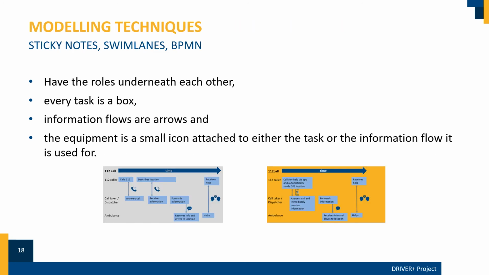There are different ways to depict your process. You have heard about sticky notes and swim lanes. You may have heard about the Business Process Modeling Notation, BPMN. If you have a preferred technique, please use it. If you do not yet have one, we recommend to use the same idea as presented here. Have the roles underneath each other. Every task is a box. Information flows are arrows. And the equipment is a small icon attached to either the task or the information flow it is used for.